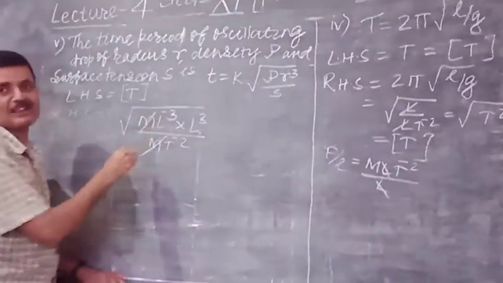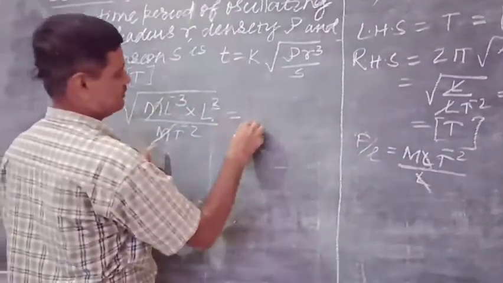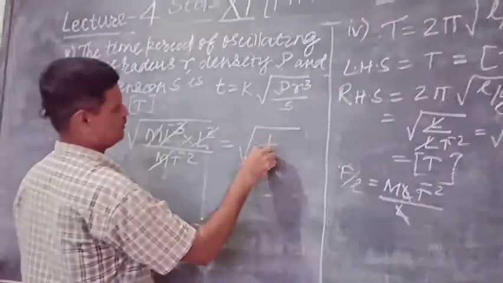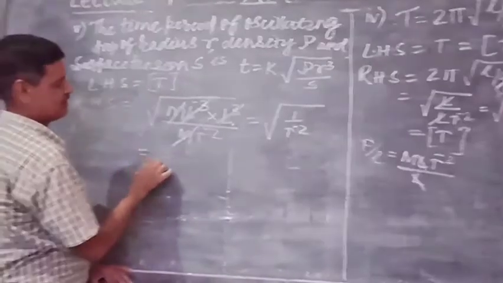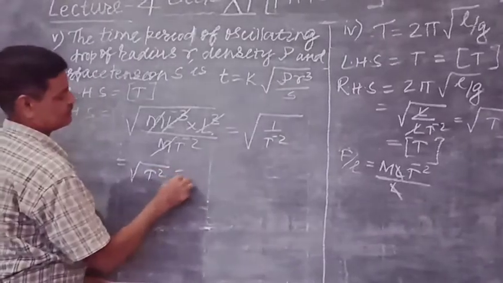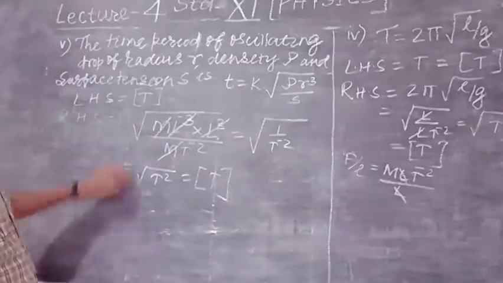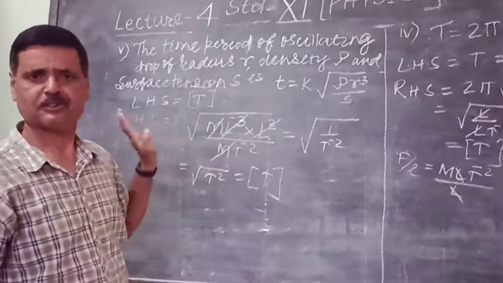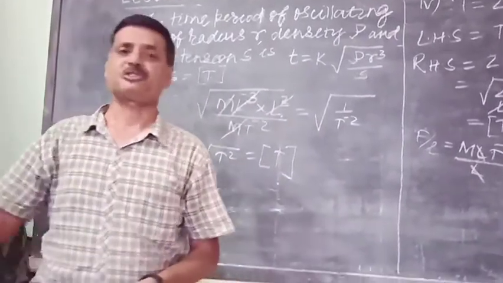The M cancels out, and this L will also cancel each other. Only 1 by T^-2 remains. So it is your under root T^2, that is T square. So dimensionally it will be T. So the given equation is dimensionally correct. This was the fifth example. I am putting the last one for you.